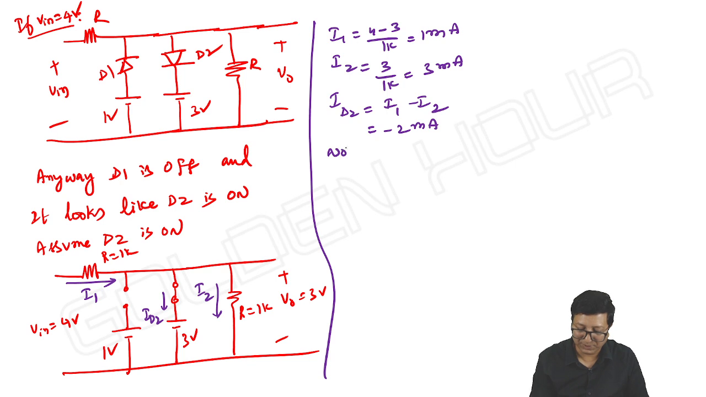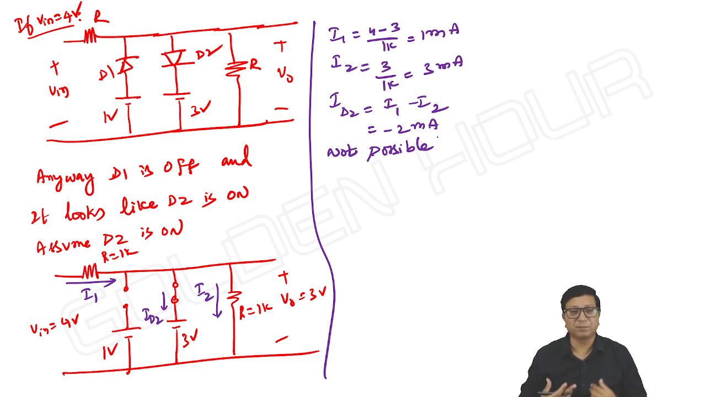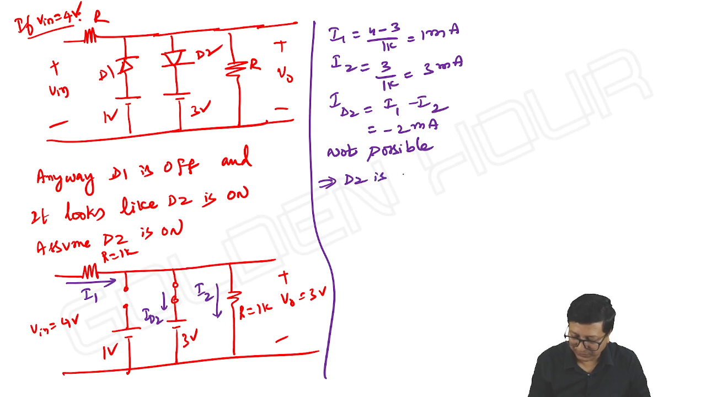Negative is not possible. If the diode is on, current from anode to cathode should be positive. You are getting it? Means my assumption is wrong. Which means D2 is also off. If D2 is off, what is the equivalent circuit, friends?